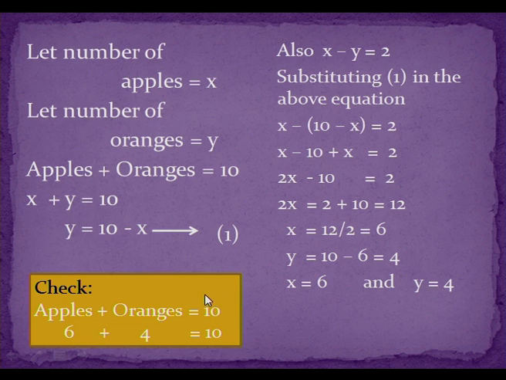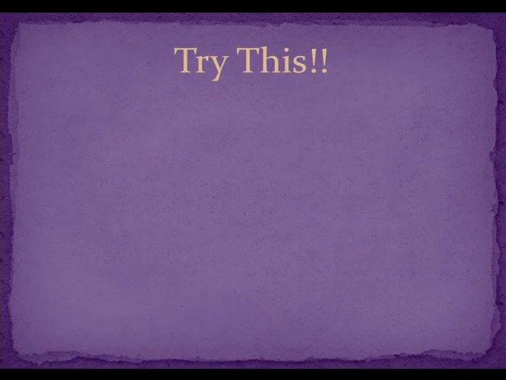Now, how do we check our answer? We know that number of apples plus number of oranges is equal to 10. I got my x value as 6, that is 6 apples, and y value as 4, that is 4 oranges. 6 plus 4 gives me 10. So, my calculation is correct. Now, let us try this.